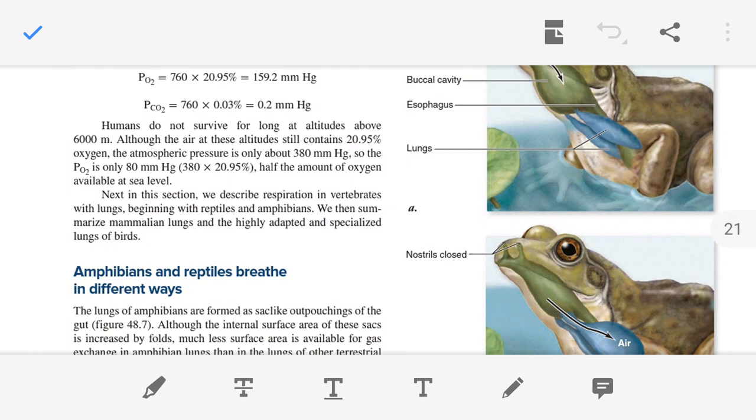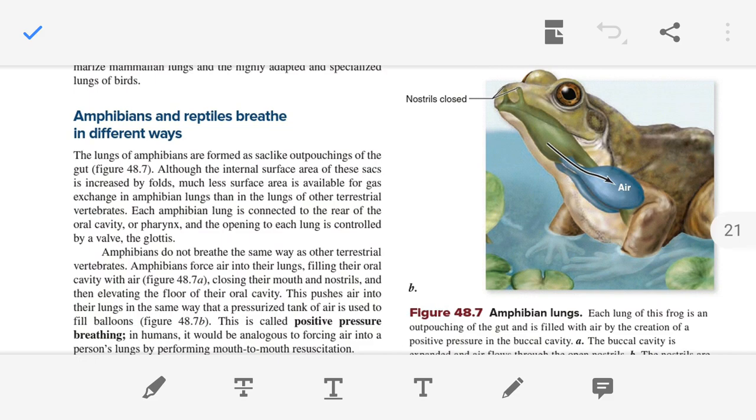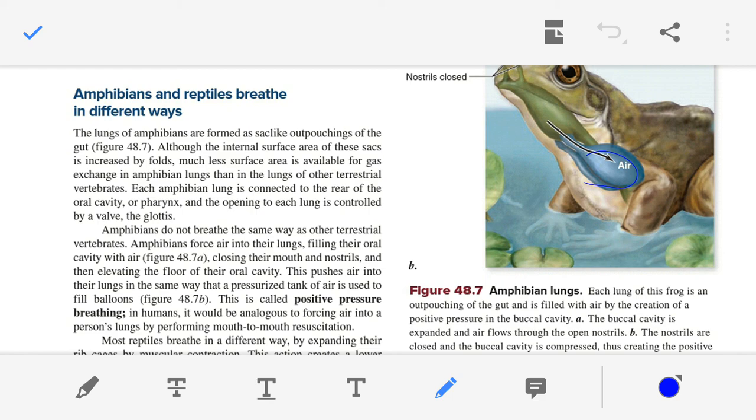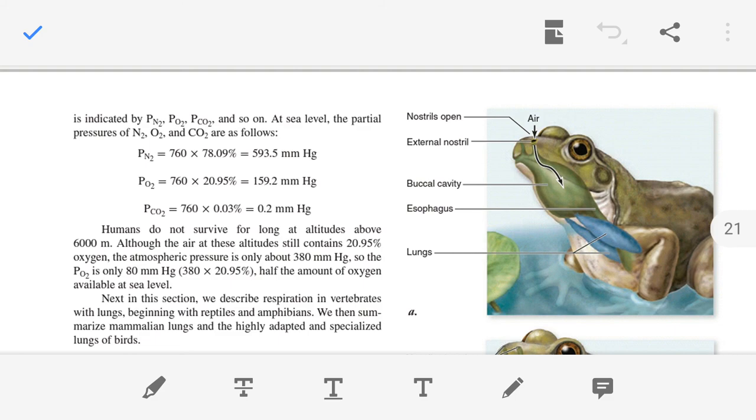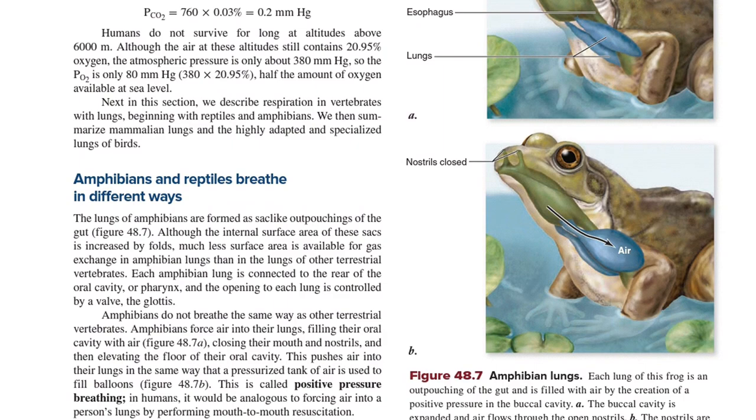So now when the nostril is closed, air reaches the lung. Now in the lung, with the blood capillary, the gaseous exchange, that is the O2 and CO2, will take place, and CO2 will come out from the same path but in the opposite direction. Okay, so I'm showing the entire figure. Amphibian lungs.